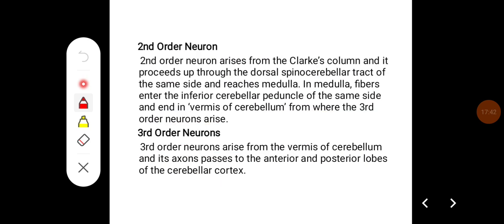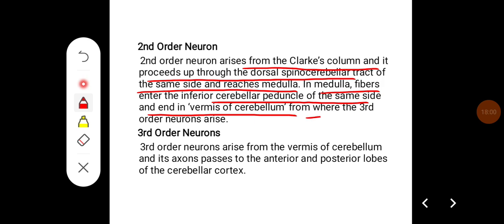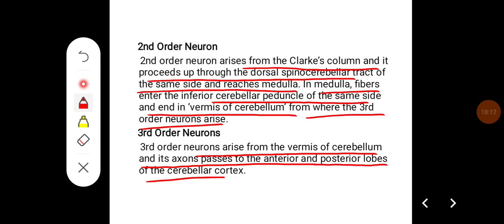The second order neuron arises from Clarke's column and proceeds up through the dorsal spinocerebellar tract of the same side and reaches the medulla. In the medulla, fibers enter the inferior peduncle of the same side and end in the vermis of the cerebellum, from where the third order neuron arises. The third order neuron arises from the vermis of the cerebellum and its axon passes to the anterior and posterior lobes of the cerebral cortex.